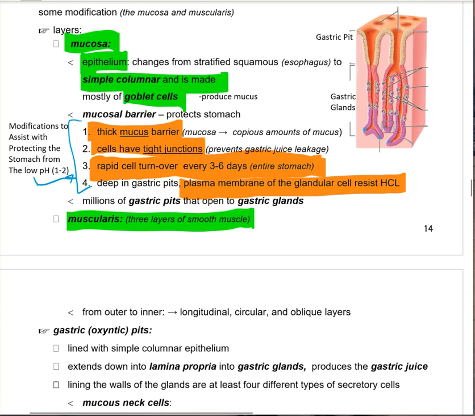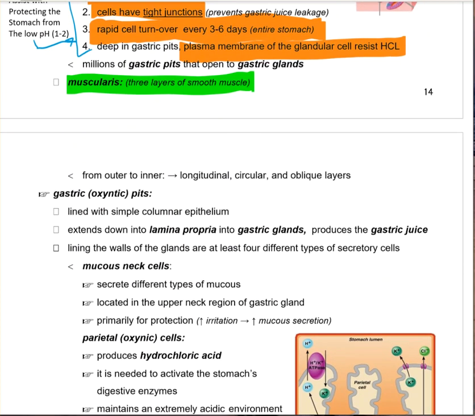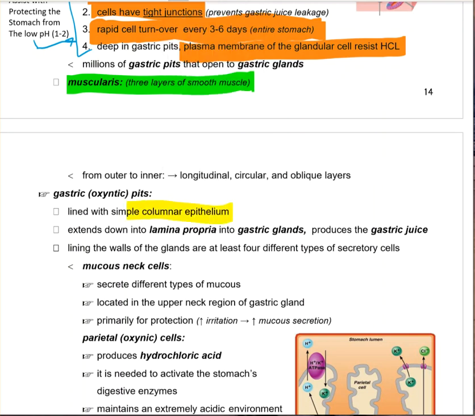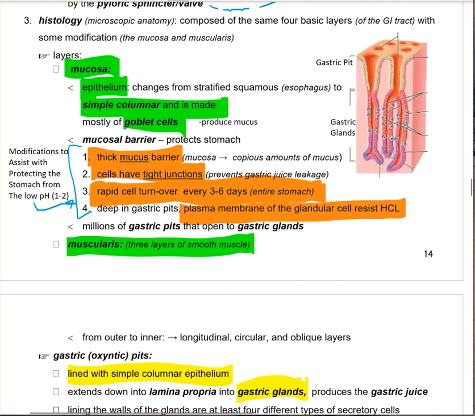So the pits there on the top, they are lined with the simple columnar epithelium. We've already said that. And here, I'm going to change back to a different color. It's a little more attractive. Let's go yellow. And these then go down to the gastric glands. Okay, so you can see the pits are on top, and then the glands go down very deep.